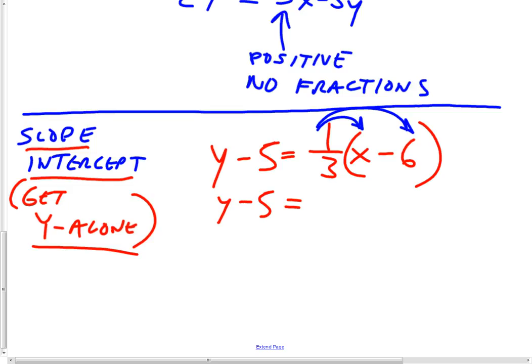What's 1/3 times x? 1/3 x. What about 1/3 times -6? What should you do with parentheses? Put the 1/3 in parentheses. Multiply it by -6. Positive or negative? Negative. If you're not sure how to multiply 1/3 times -6, see me when everybody else is working on the rest of their worksheets.